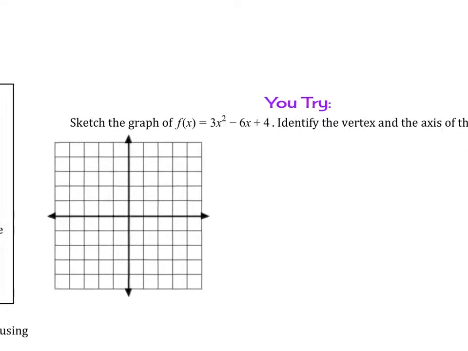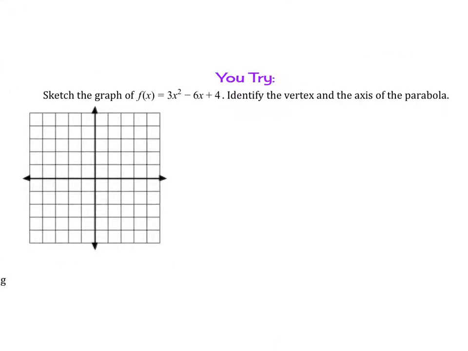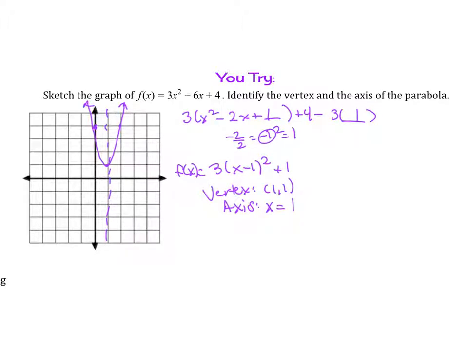So why don't you try this example here. Sketch the graph of 3x squared minus 6x plus 4. Identify the vertex and the axis of the parabola. Please use the completing the square method to get some practice on that. Try this out. This is what you would have gotten. You just factor the 3 out, and then you added a 1, and then subtracted the 3 times 1. And when you finally finish, your function would look like this, with the vertex at (1, 1) and the axis at x equals 1. Don't forget the vertical stretch by 3, and you could always double check because you know the y-intercept is 4, so you should have hit 4 at that point.